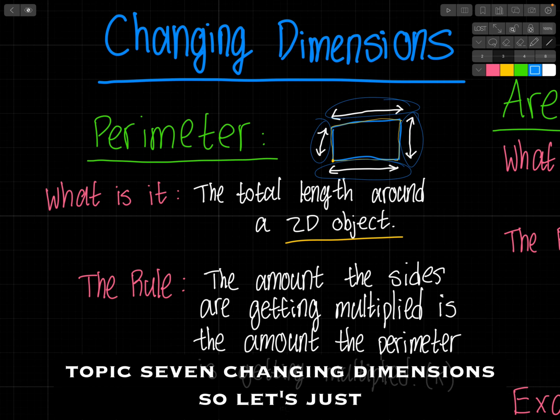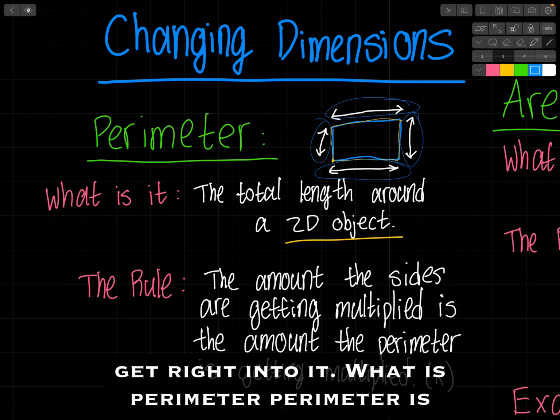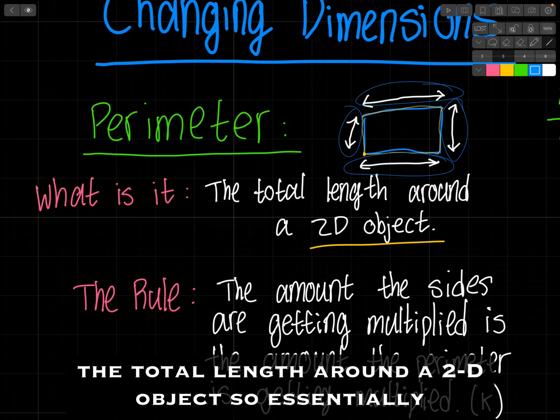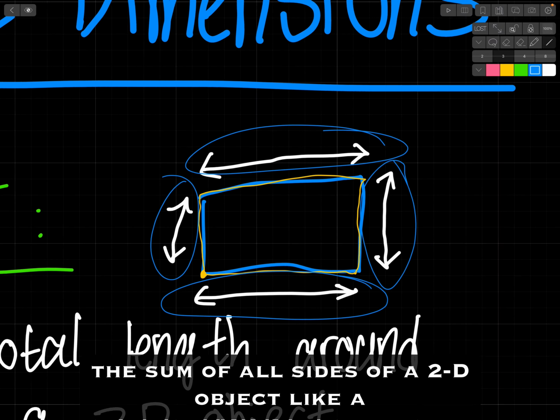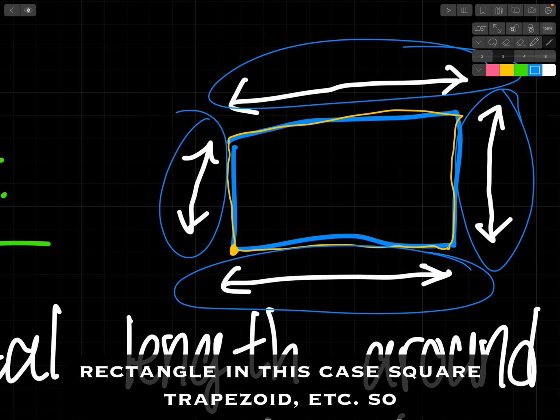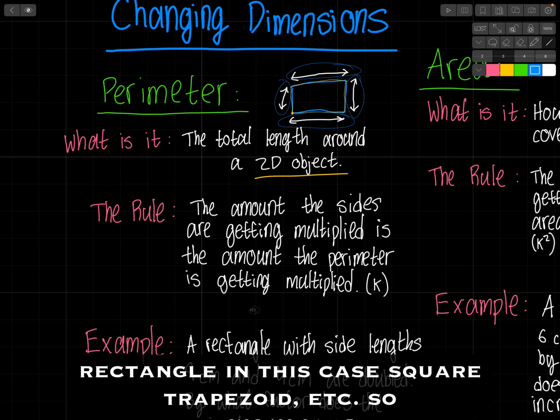Topic 7, Changing Dimensions. Let's just get right into it. What is perimeter? Perimeter is the total length around a 2D object. So essentially the sum of all sides of a 2D object, like a rectangle in this case, square, trapezoid, etc.